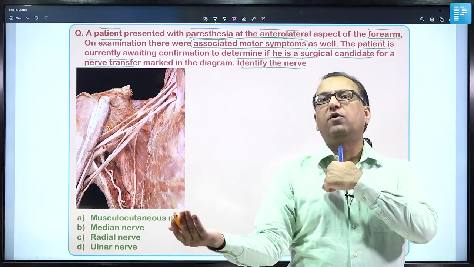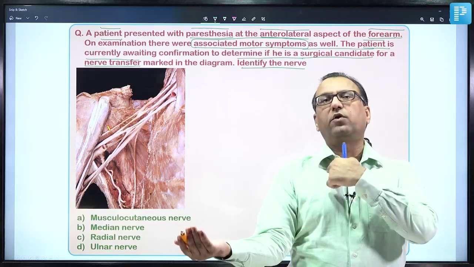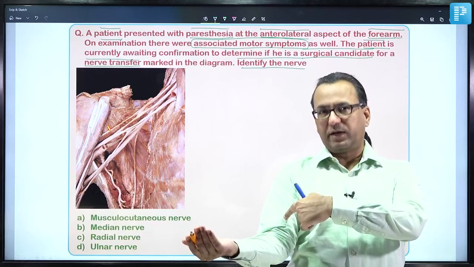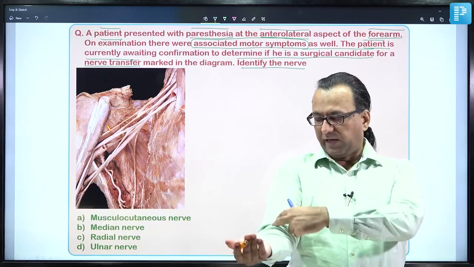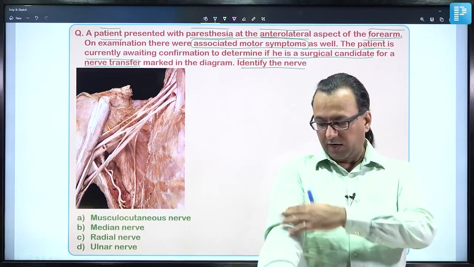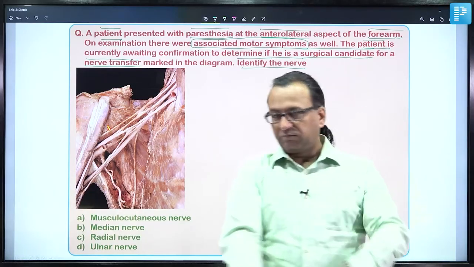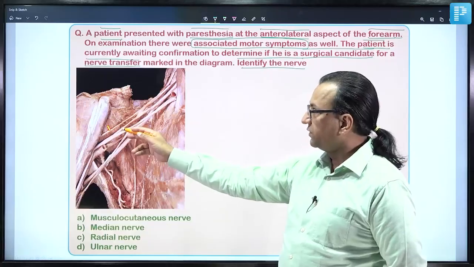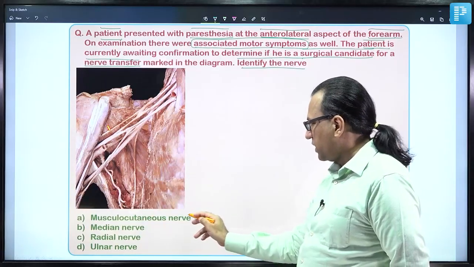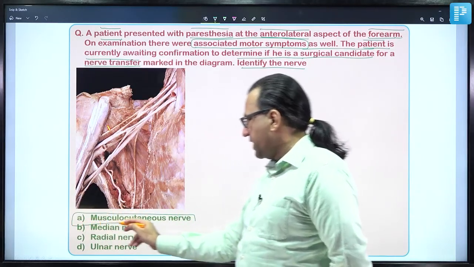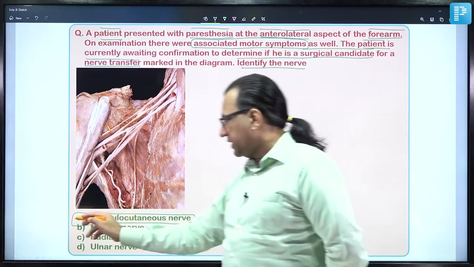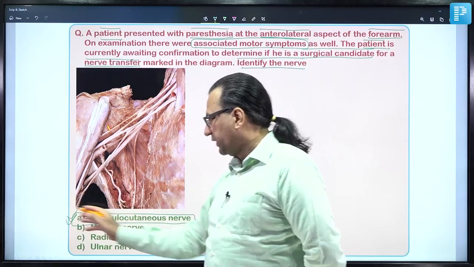So which three muscles is it supplying in the anterior arm? They are coracobrachialis muscle coming from coracoid process of scapula to the brachium, and number 2, it is the biceps brachii, and number 3, it is the brachialis muscle. So three muscles and some part of the skin, musculocutaneous nerve. Now maybe you have got your answer here. Choice number A is your answer, but then we have to discuss some details of the nerve.